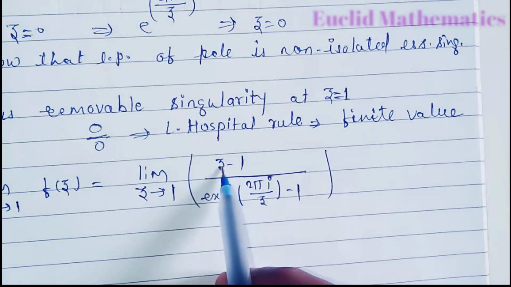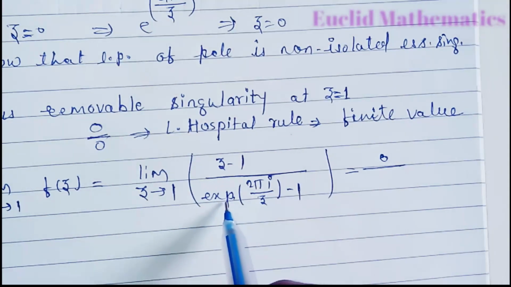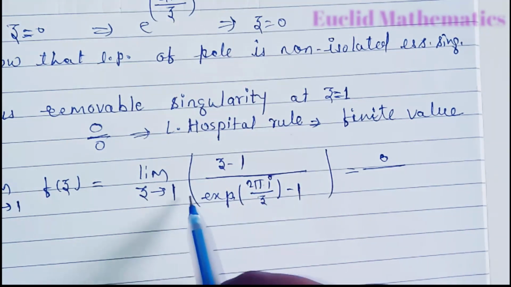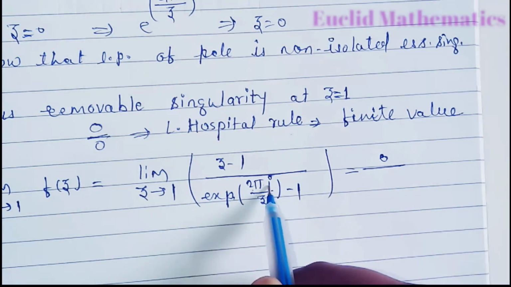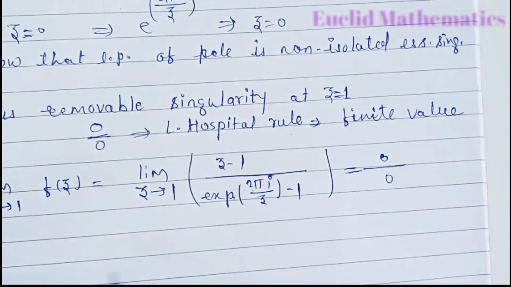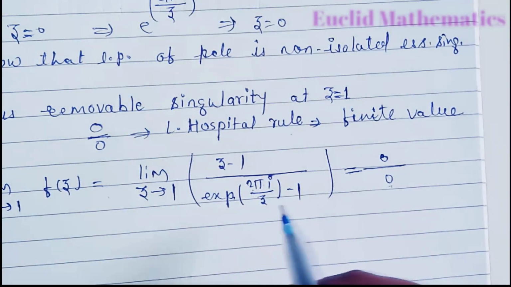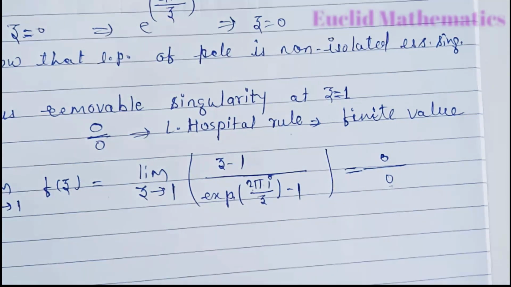We can see that if z is equal to 1, the numerator 1 minus 1 is 0, and the denominator is exponential of 2 pi I by z. If z tends to 1, the exponential of 2 pi I is 1, and 1 minus 1 is also 0. That means our function gives 0 by 0 form. Now apply L'Hospital rule to find out whether the limit exists or not.